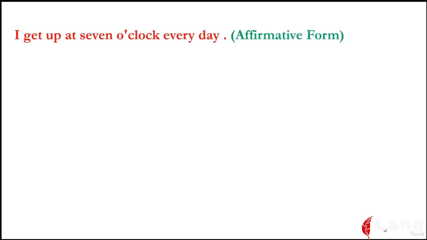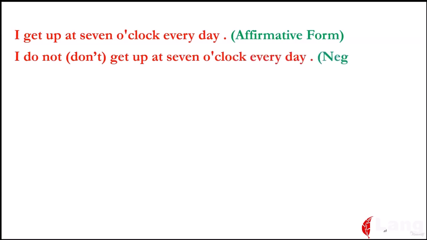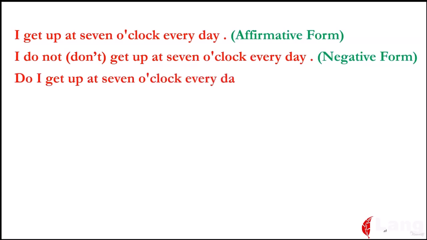Now consider this example. I get up at 7 o'clock every day. This is the affirmative form. The negative form is I do not get up at 7 o'clock every day. You can use don't instead of do not. The interrogative form is do I get up at 7 o'clock every day?